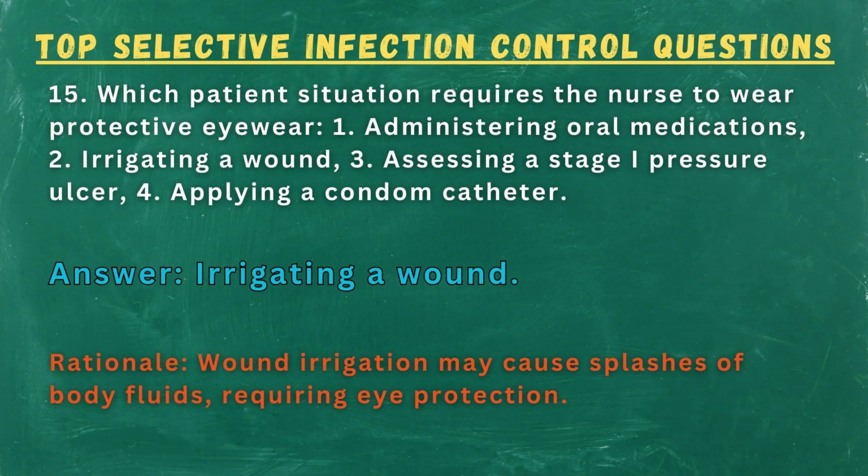15. Which patient situation requires the nurse to wear protective eyewear? 1. Administering oral medications. 2. Irrigating a wound. 3. Assessing a stage 1 pressure ulcer. 4. Applying a condom catheter. Answer: irrigating a wound. Rationale: wound irrigation may cause splashes of body fluids, requiring eye protection.